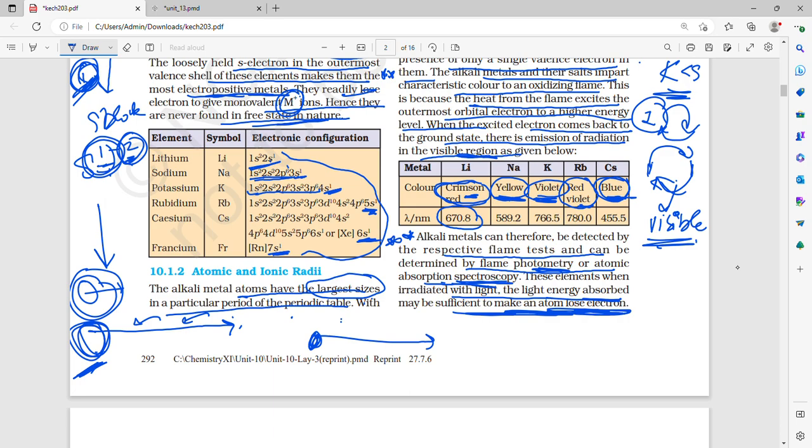The wavelength is 670 for lithium. Then it decreases, that is, for sodium it is 589. Then it is 766 for potassium, then 780 for rubidium, and it is lowest for cesium, 455.